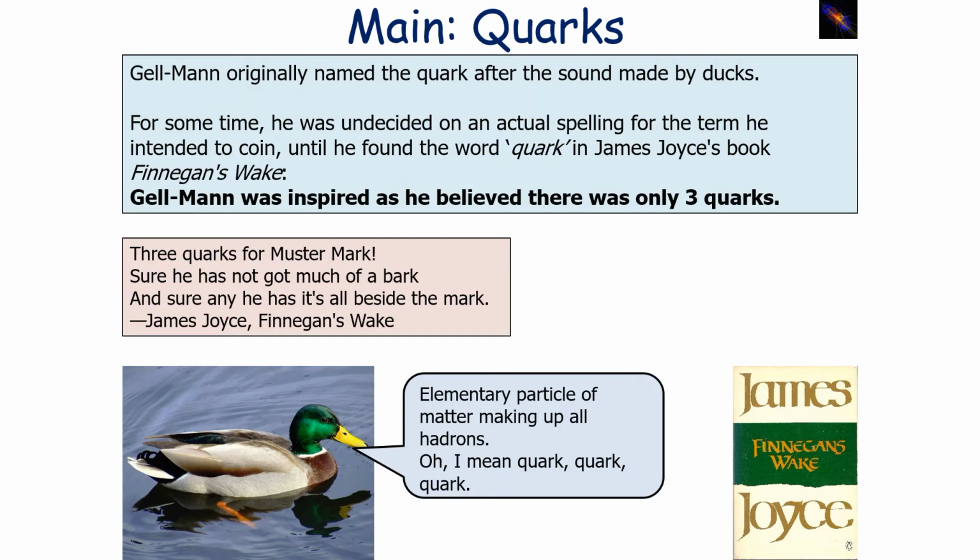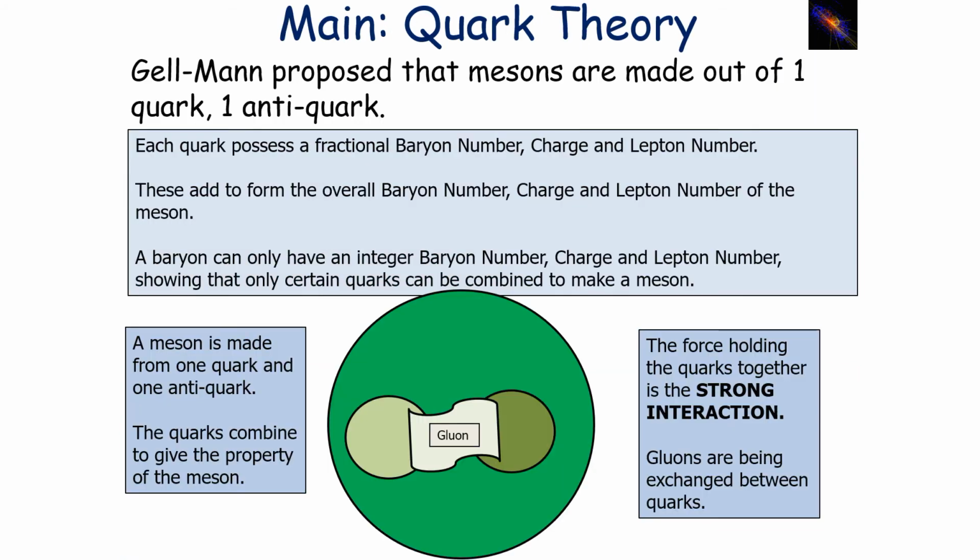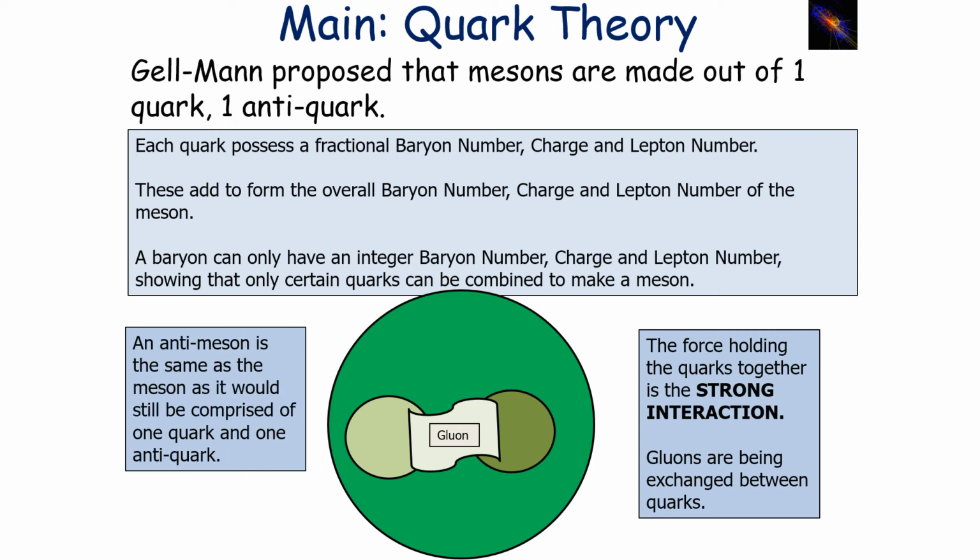Now Gell-Mann originally named the quark after the sound made by ducks. Now Gell-Mann was inspired by the quark in James Joyce's book Finnegans Wake because he believed there were 3 quarks. Now Gell-Mann proposed that mesons are made of 1 quark, 1 antiquark, and that again they were being held together by the strong interaction.